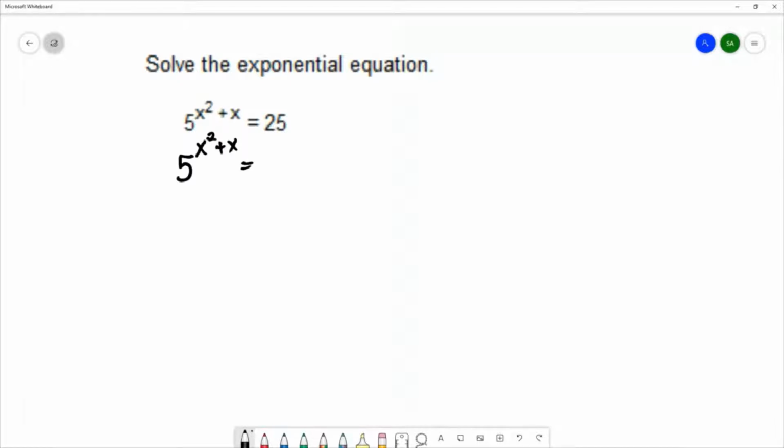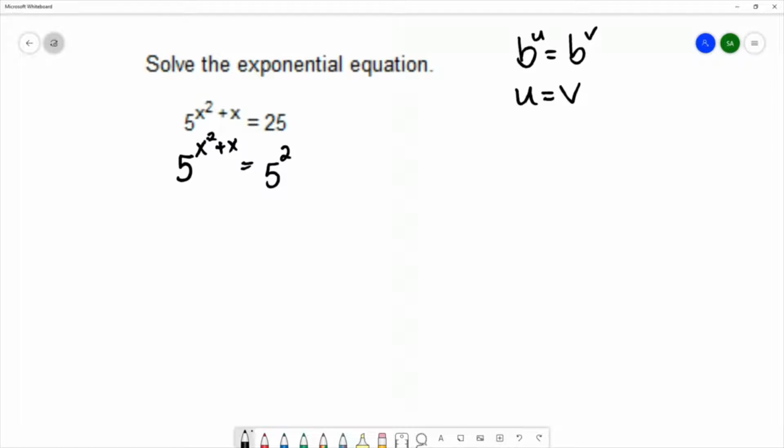I'll be able to write 25 as 5 squared. And with the relating the bases method, sometimes called the one-to-one property, you get this situation. Base to the u equals base to the v, so we have the same base on both sides of the equation. And this one-to-one property says anytime you have that situation, the exponent on the left has to equal the exponent on the right.